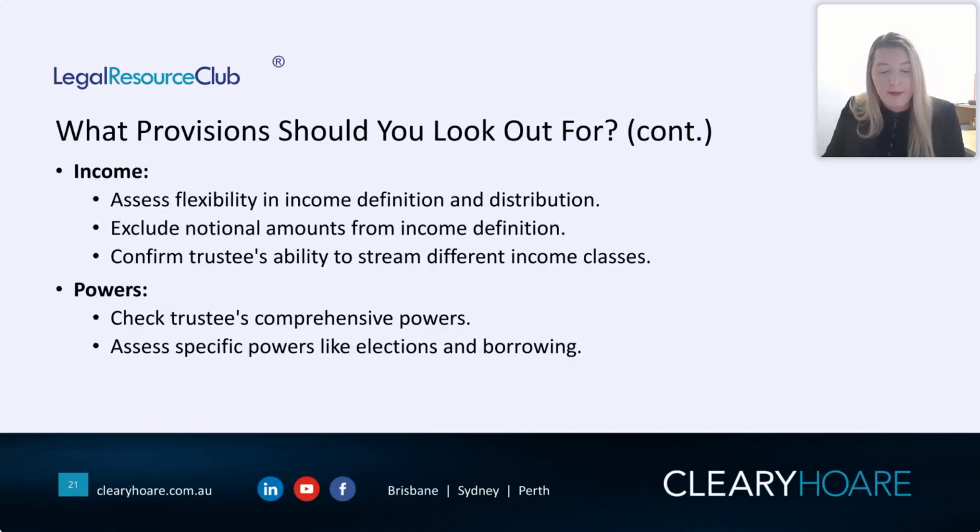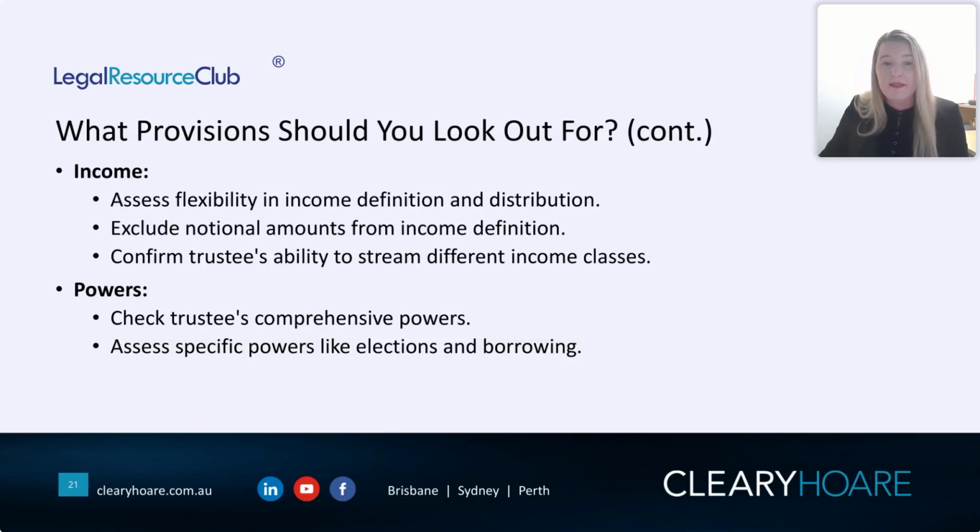Next key provisions relate to income. So firstly, how are we defining income? How does the trustee have the ability to treat different types of income in different ways? And then how is the trustee able to distribute that to the beneficiaries, and who can that income go to? Similarly, with capital, we need to know, is the trustee able to make interim capital distributions, or is it only on the vesting of the trust? And again, who can that capital be distributed to?